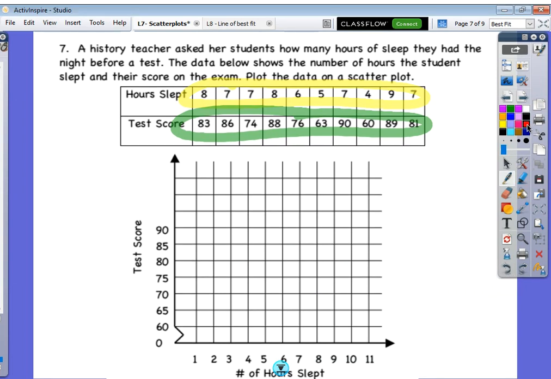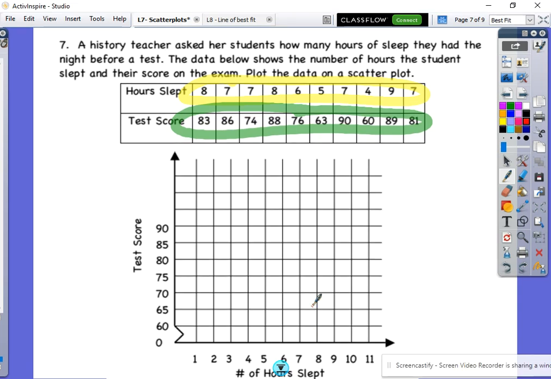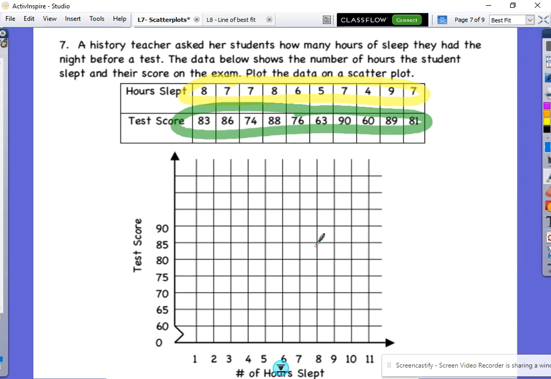All right, so I'm just going to very quickly graph these as well. It doesn't have to be perfect, guys, but (8, 83) is going to be somewhere around here. (7, 86) is going to be somewhere right around there. (7, 74) is going to be right about here. (8, 88) is going to be right about here. (6, 76) is going to be about there. (5, 63) is going to be just about here.